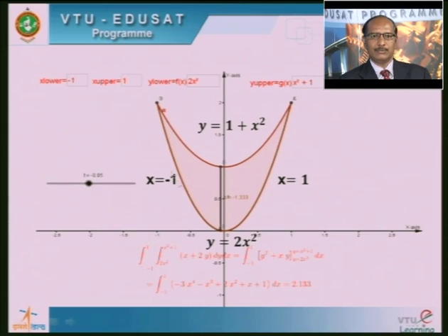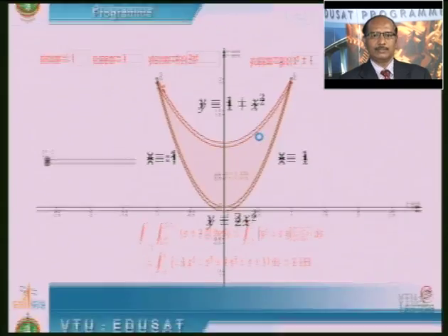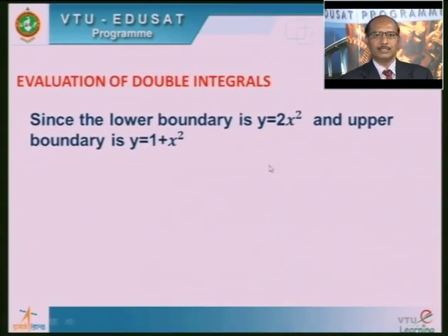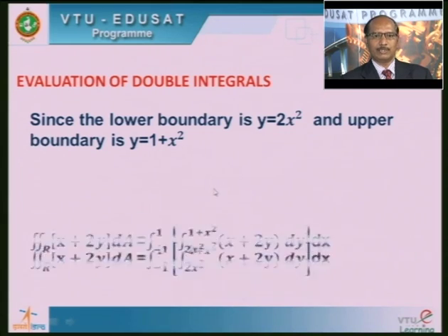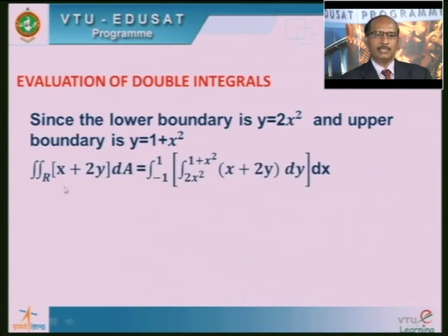So, in this region, we identified x is minimum minus 1, they are intersecting at minus 1 and plus 1. So, these are the x limits, and the y limits are given, y equal to 2x square and 1 plus x square. Now, integrating this, since the lower boundary is y equal to 2x square and the upper boundary is y equal to 1 plus x square, the double integral over the region R is x plus 2y dA, where dA is dx dy.